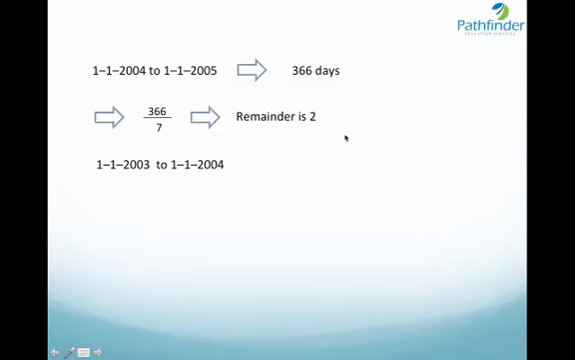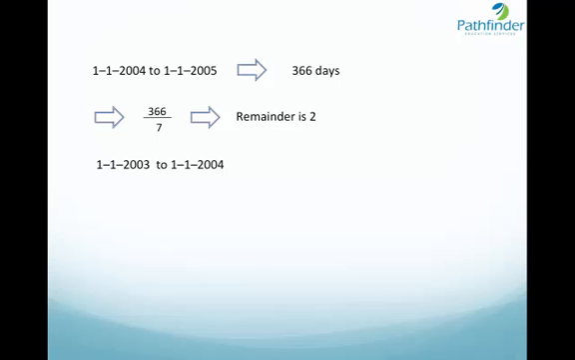So how does it affect? For example, if 1/1/2004 is given to us as Monday, then 1/1/2005 will be 2 days after Monday, and that is Tuesday and Wednesday. So 1st January 2005 would have been a Wednesday.